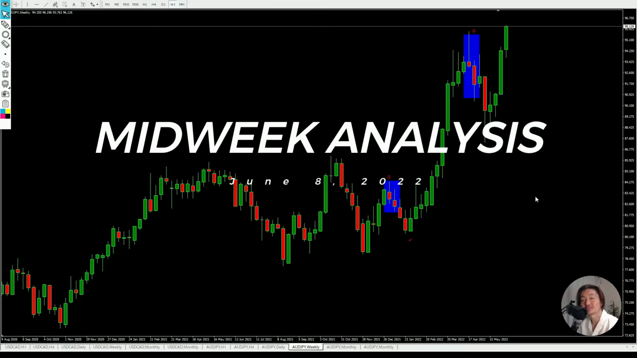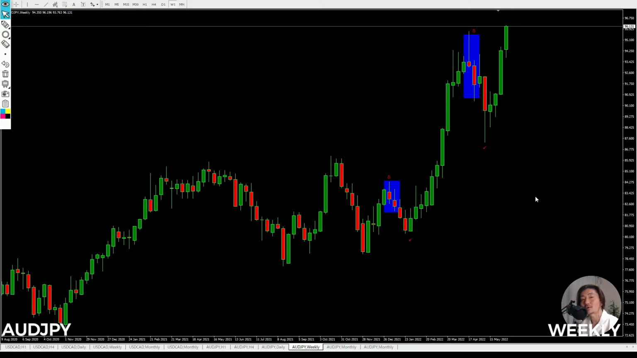Hey guys, this is a midweek analysis for June 8th of 2022. Okay, let's start out with the Aussie yen pair. Alright, this is a weekly chart. Let me run you by the current setup I was looking at.